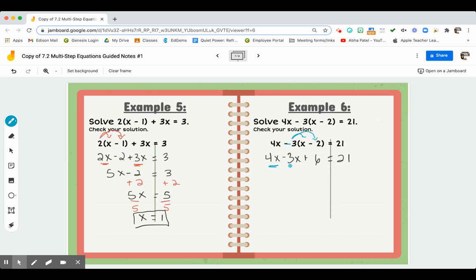Combine our like terms. So x plus 6 is equal to 21. And in this case, our last step is just going to be subtracting 6. So x is equal to 15. And you can always go back and check your solutions if you need to.